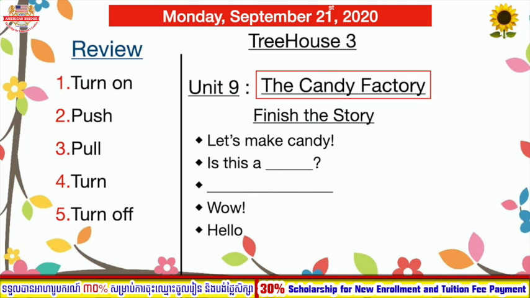Okay, 1. Turn on, turn on, turn on. 2. Push, push, push. 3. Pull, pull, pull. 4. Turn, turn, turn. 5. Turn off, turn off, turn off. Correct. Okay, now please read again and spell together.